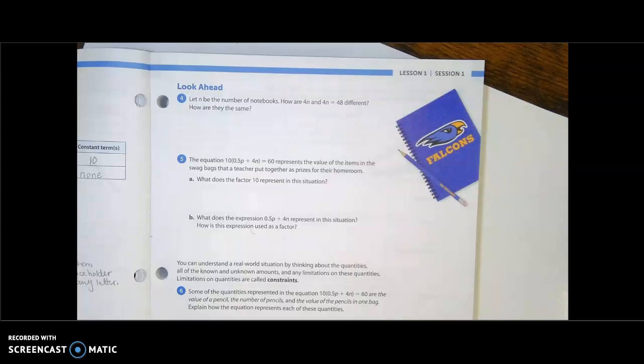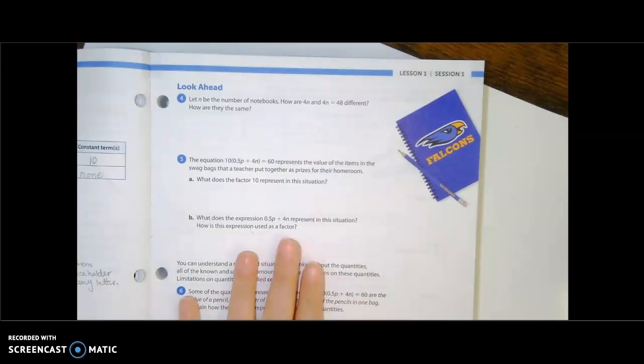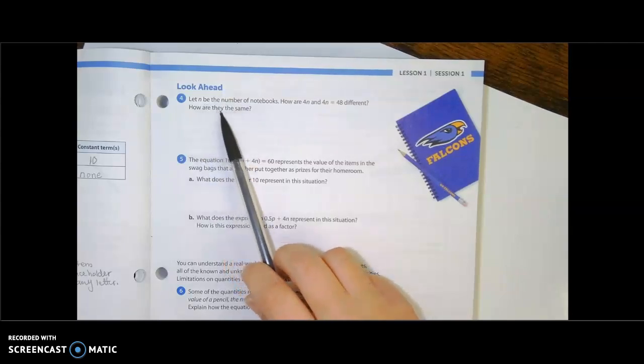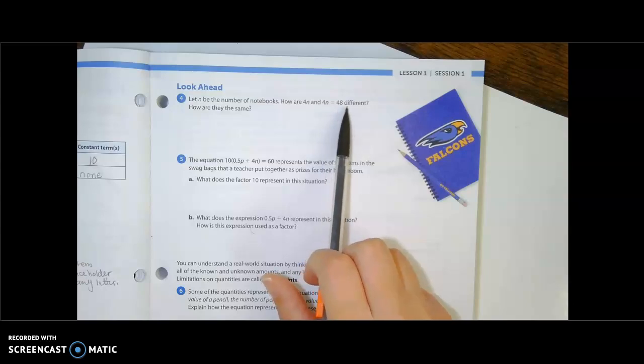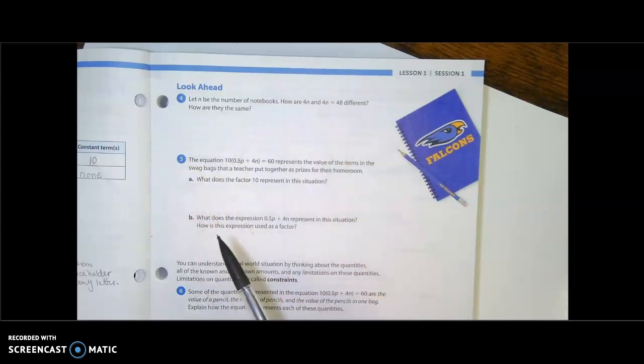All right, welcome back. So in the last video, we were talking about things from before: variables, coefficients, constants, why is it important, that type of stuff. So now just looking at what we're getting ready to do. Let n be the number of notebooks. How are 4n and 4n equals 48 different? How are they the same?